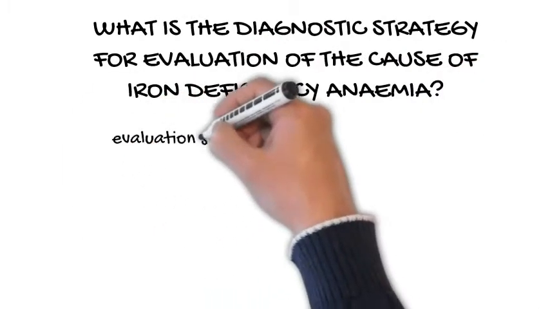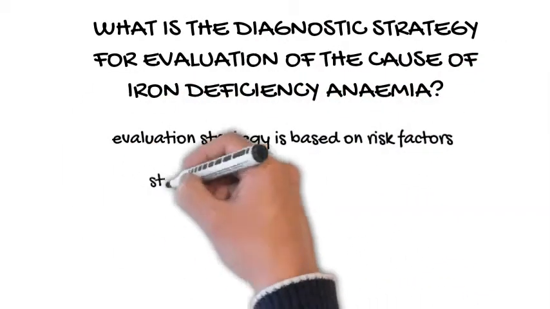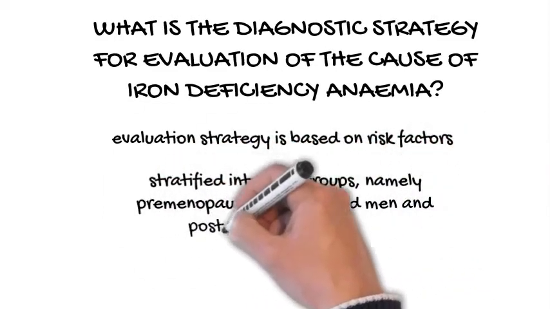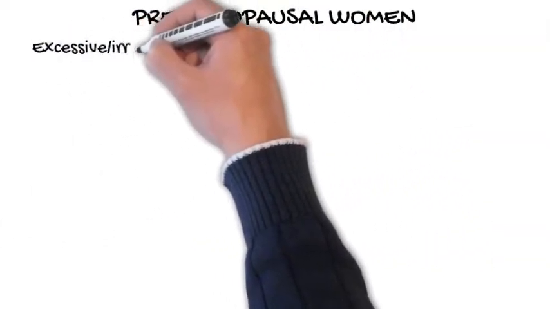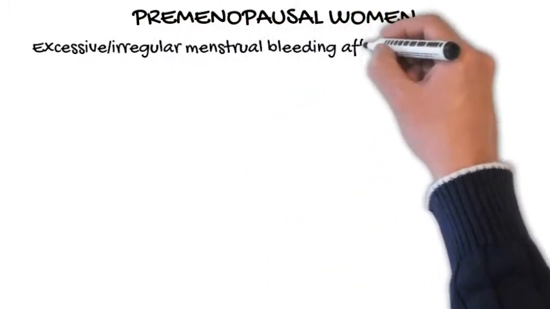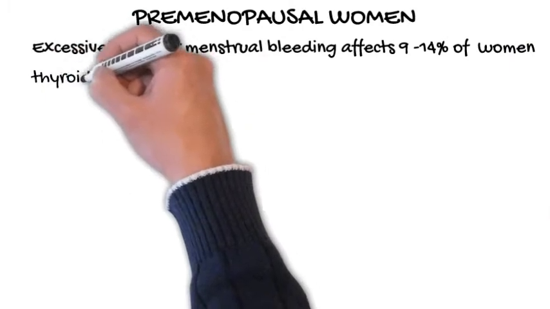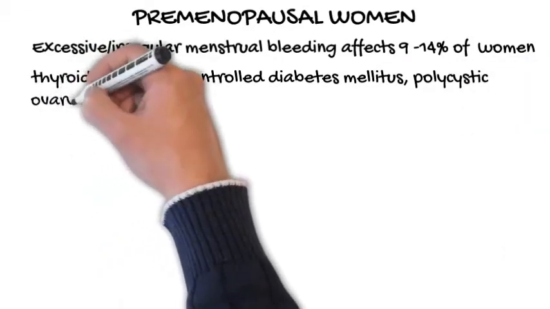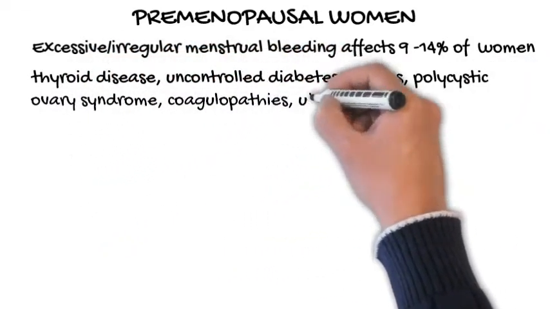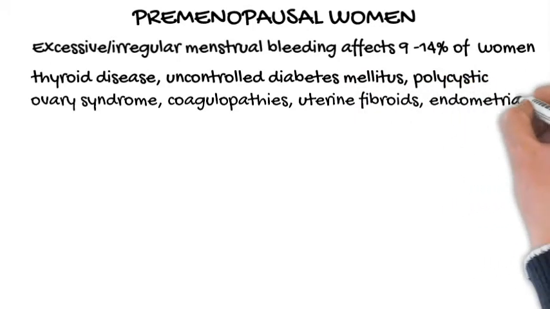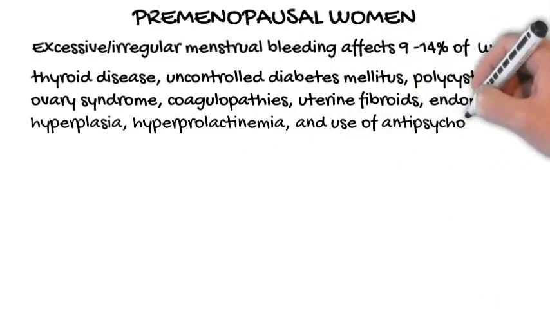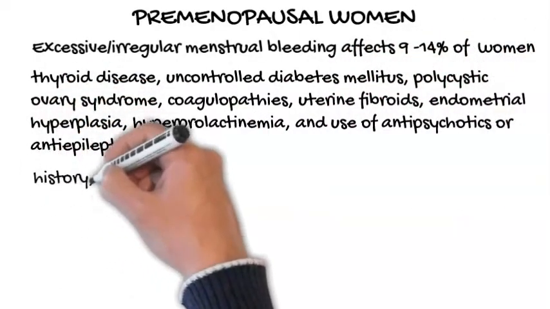What is the diagnostic strategy for evaluation of the cause of iron deficiency anemia? The evaluation strategy is based on risk factors. For convenience, these are stratified into two groups, namely premenopausal women, and men and postmenopausal women. Premenopausal women. Excessive or irregular menstrual bleeding affects 9 to 14% of all women and can lead to varying degrees of iron deficiency anemia. Etiologies include thyroid disease, uncontrolled diabetes mellitus, polycystic ovary syndrome, coagulopathies, uterine fibroids, endometrial hyperplasia, hyperprolactinemia, and use of antipsychotics or antiepileptics.